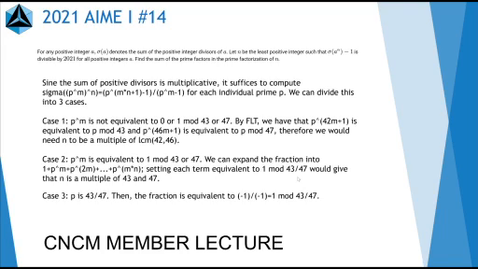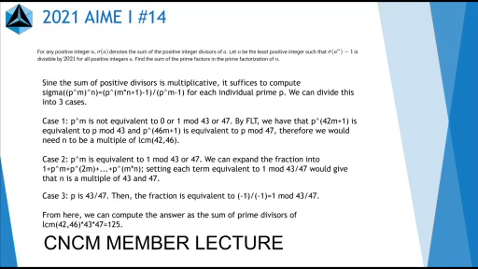The third case is p equal to 43 or 47. Then the fraction will already be equivalent to negative 1 over negative 1, which is 1 mod 43 or 47. After going through all 3 cases, we can compute the answer as the sum of prime divisors of the least common multiple of 46 and 42 times 43 times 47, and that is equal to 125.